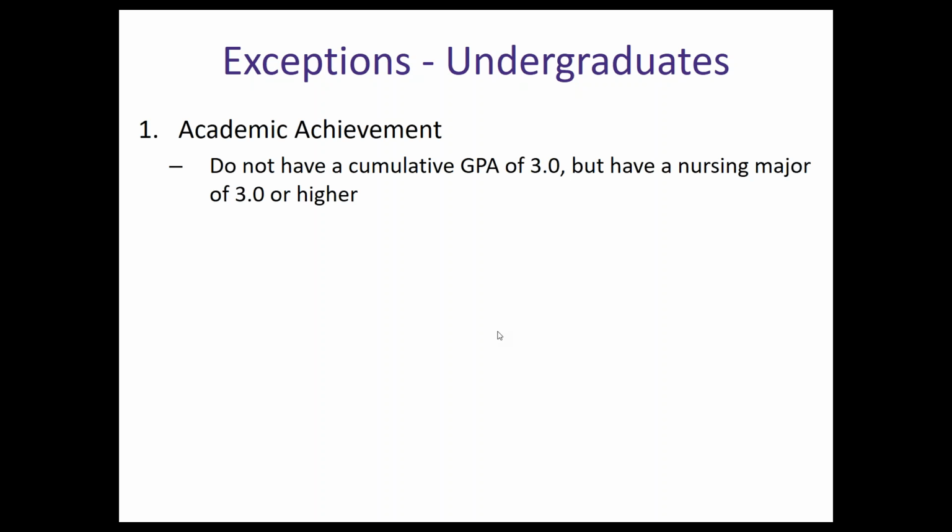Your first option is academic achievement. Maybe you found that you have at your chapter and within your program a high number of people who transfer in from another university, and their cumulative GPA isn't a 3.0, but they have a really great nursing major GPA of 3.0 or higher. So you could say, you know what, I think we need to use the academic achievement exception to invite an additional 10% of individuals whose nursing GPA is higher than a 3.0.